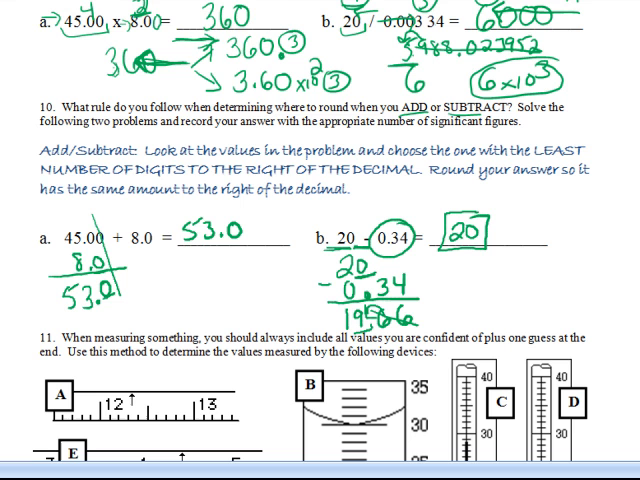All right, let's go through some measuring now.